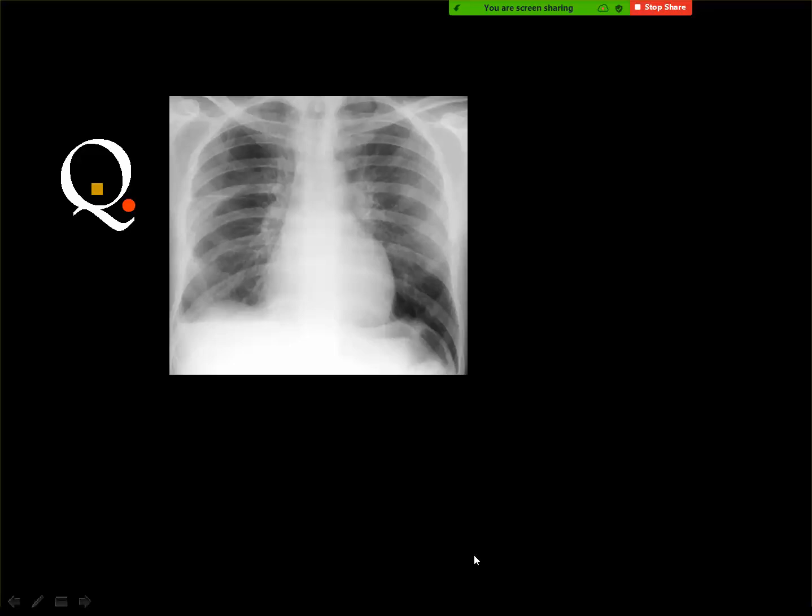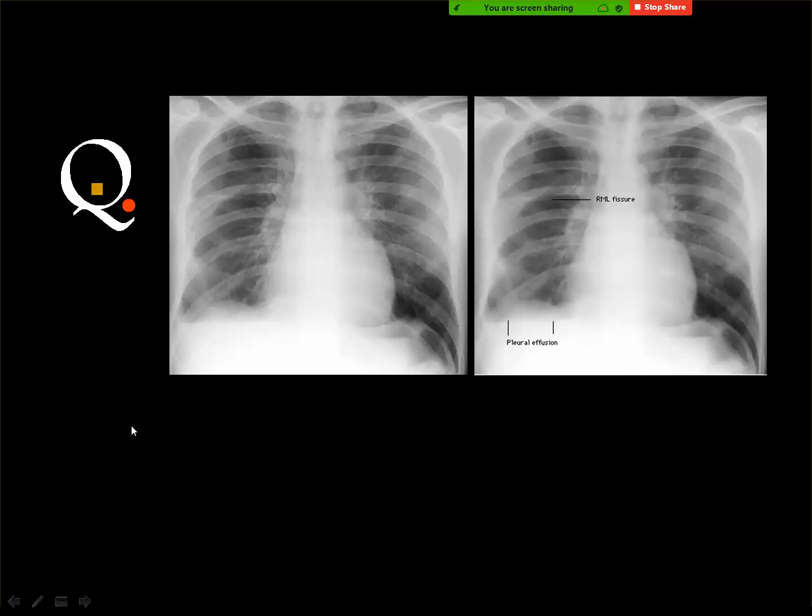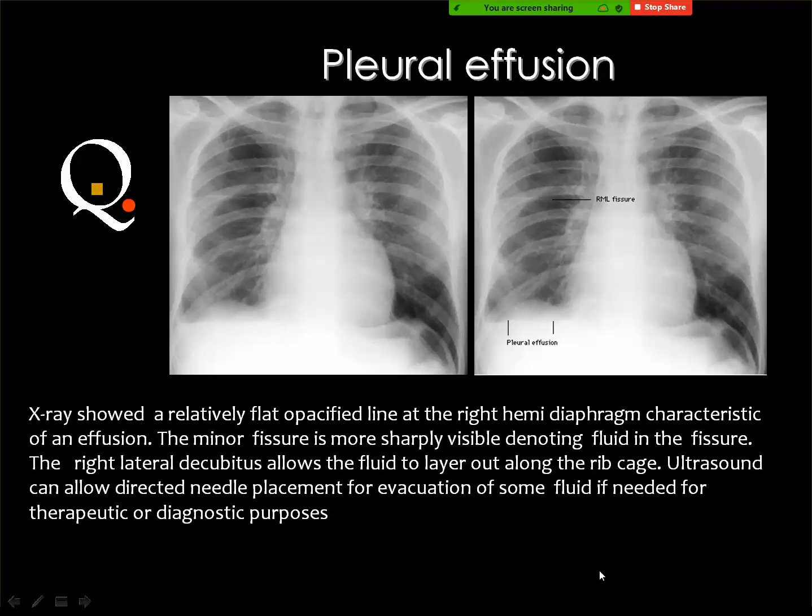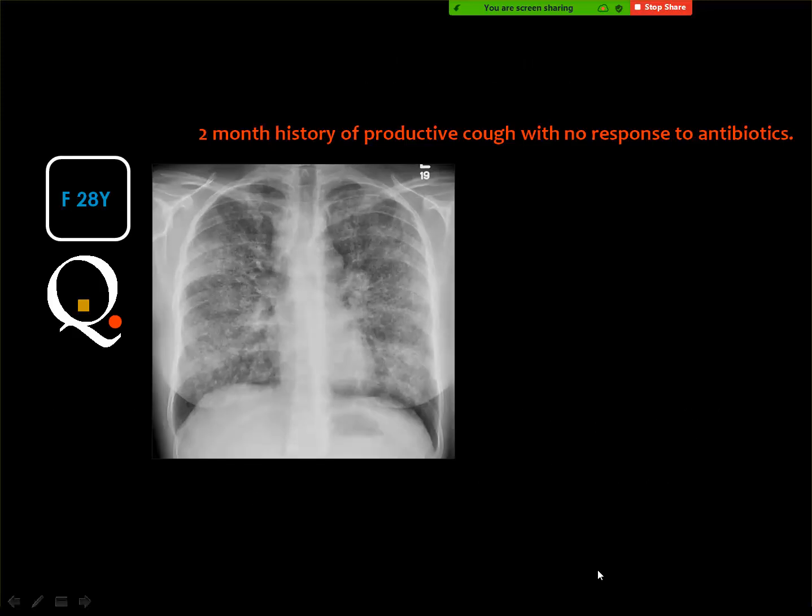There is pleural effusion in the right lung and diffuse lung disease, and this is what we call subpulmonary effusion. You see the fluid level and the obliteration of the costophrenic angle, as well as the thickening of the fissure, indicating some fluid inside the fissure, and this is subpleural effusion.